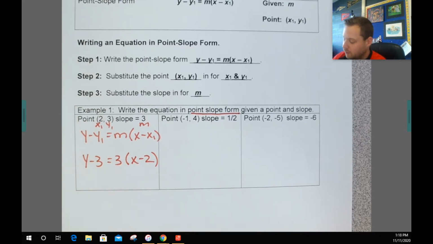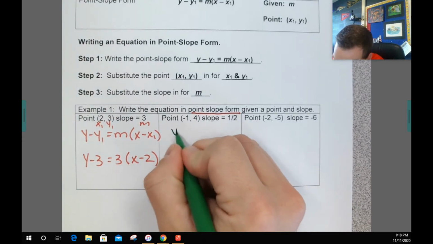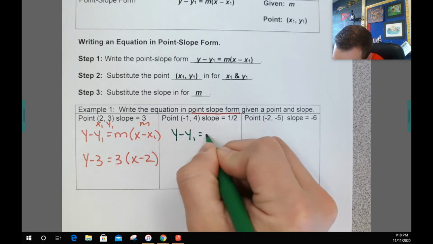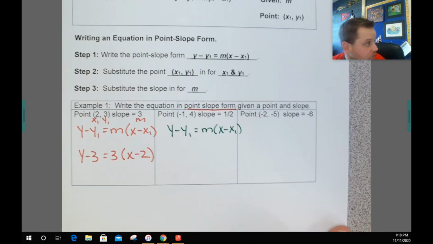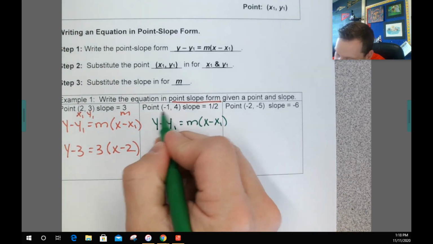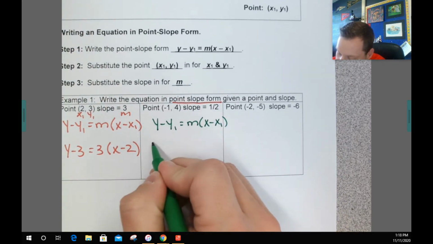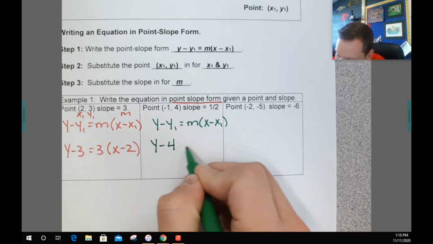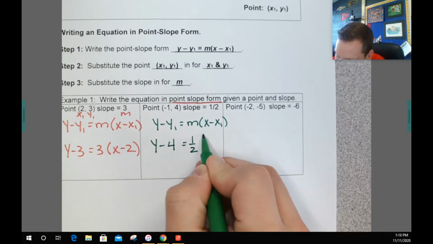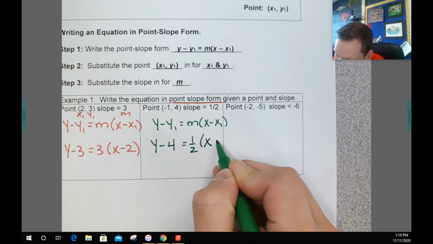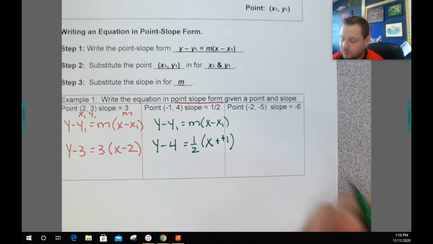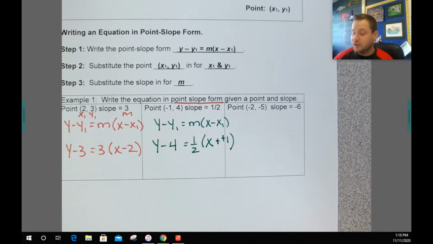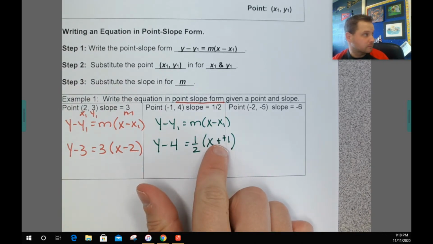Okay, for the middle one, we go ahead and do the same thing. So write down your generic formula. And we substitute in. So your point is always your x1, y1. So for this, it's going to be y minus 4 equals 1/2 x minus a negative 1, which is going to just become plus 1. Okay, so officially, I just need the x plus 1 there.